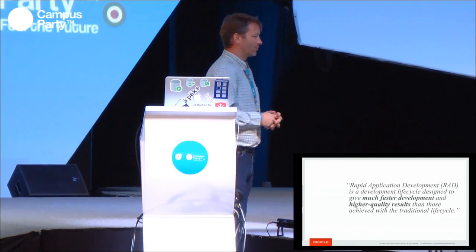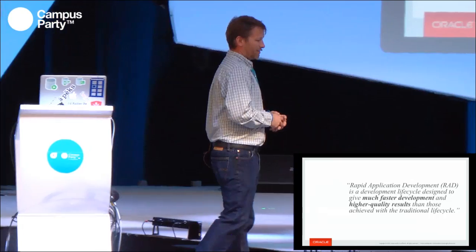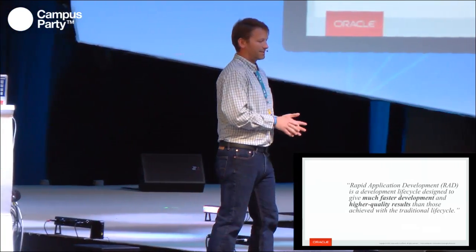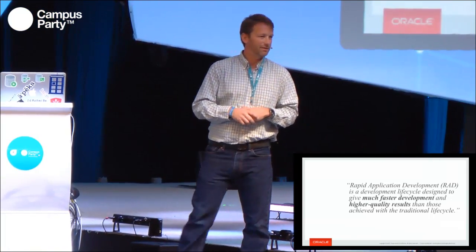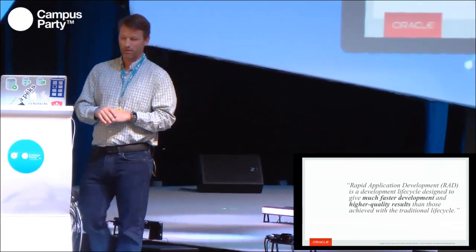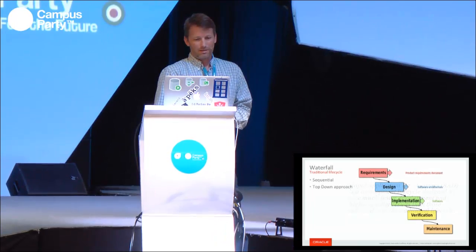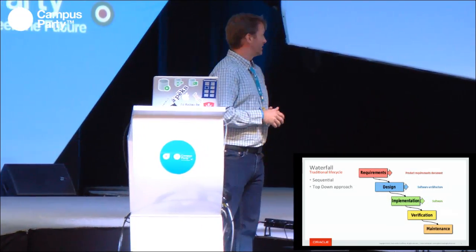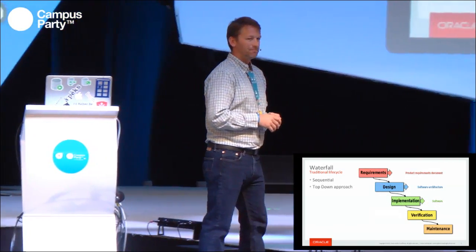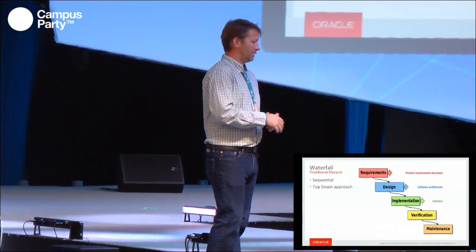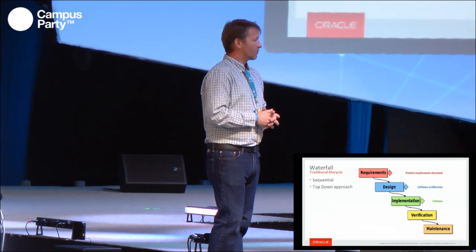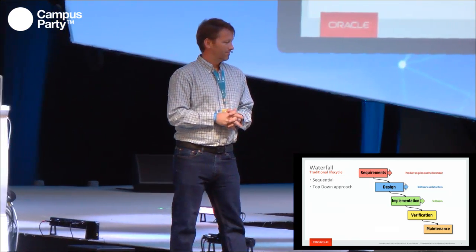So we're going to talk about rapid application development, which is basically a development lifecycle designed to go faster with higher quality, more iterations to get through the development of a product quicker. To understand why that's better, we have to talk about what the alternatives are. The alternative is the traditional waterfall approach, which is a sequential step. That's where the waterfall comes from.